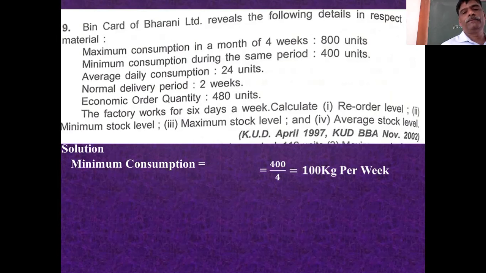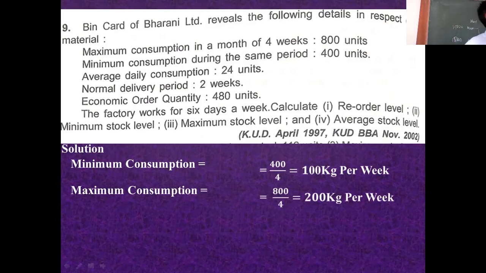And second is maximum consumption. Maximum consumption for the month is 800. And you divide by 4, you will get the weekly maximum consumption. Weekly maximum consumption is 800 divided by 4. That is 200 units. Then come to the average.